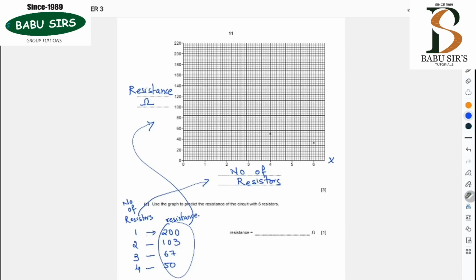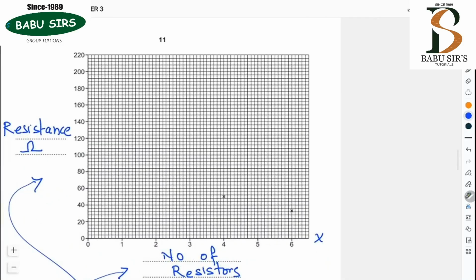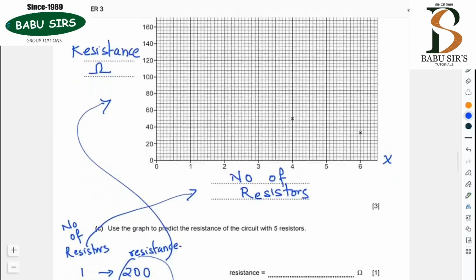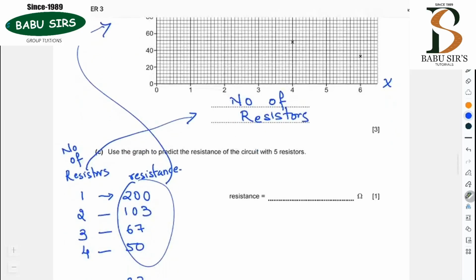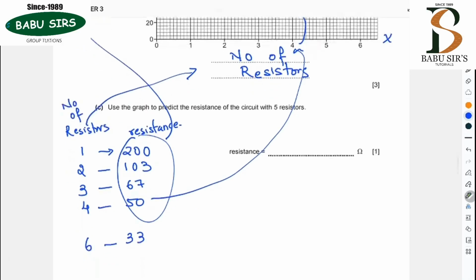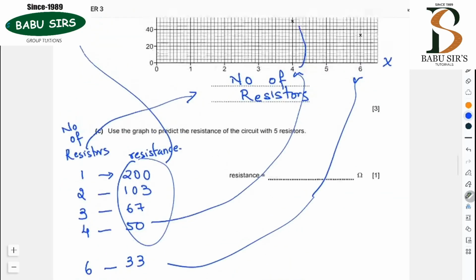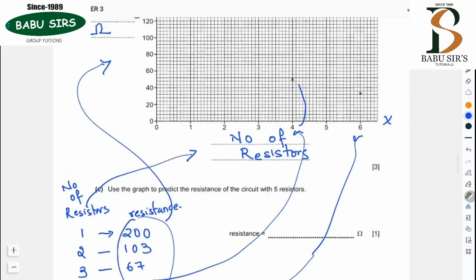Now we'll use the graph. When it is 1, it is 200. So when it is 1, we'll pull out the graph here. I think two are already plotted. When it is 4, it is showing 45, I think 50. So two are already plotted. You can see the 4 one here is already plotted as 50. And the 6 one here is already plotted as 33. So we have to plot the remaining ones.